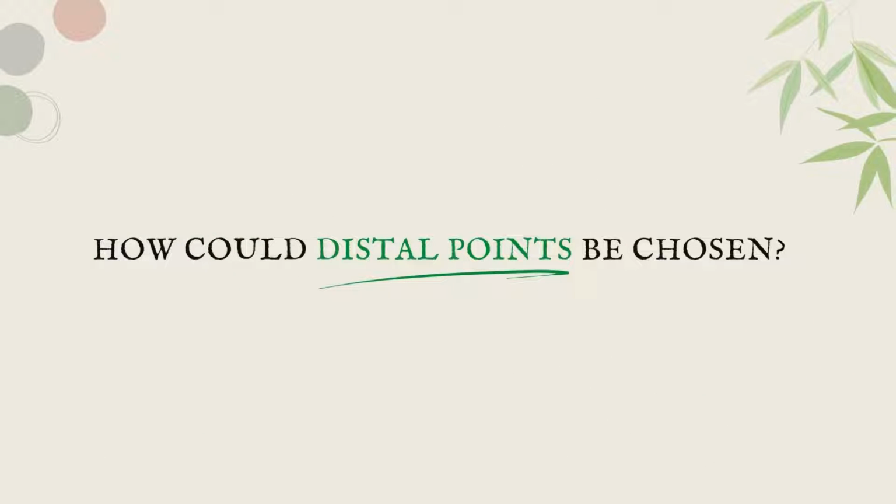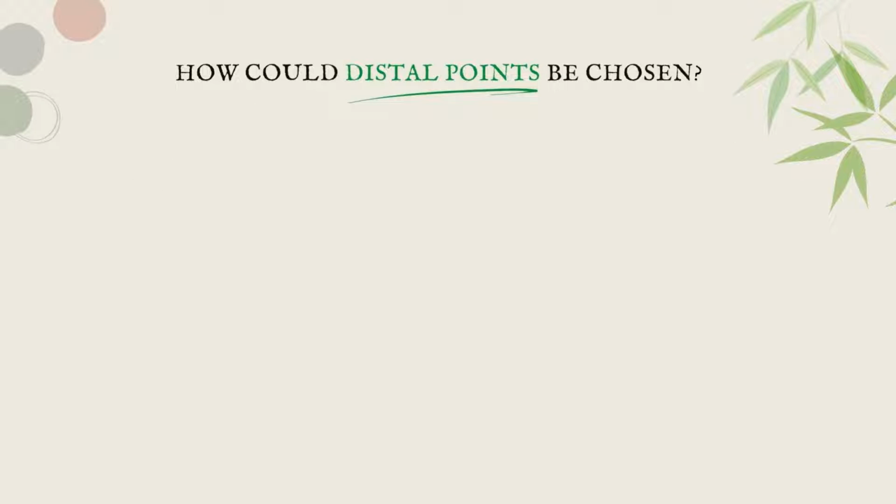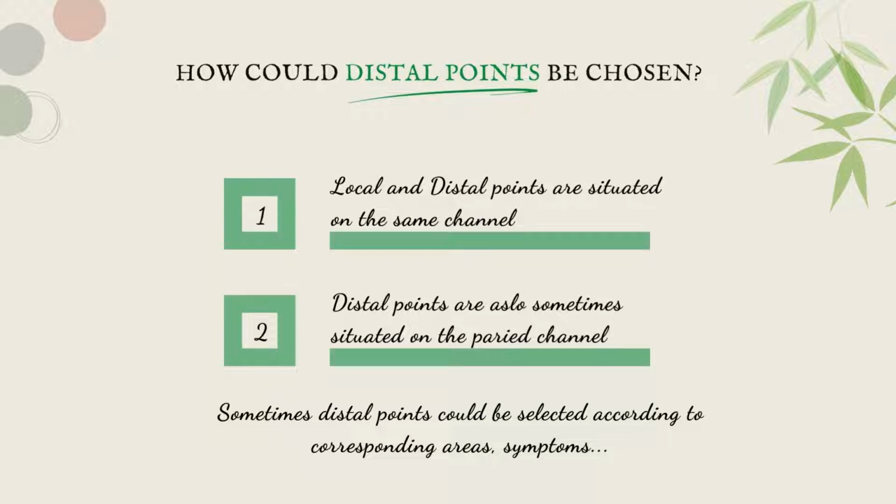The next question is, how could distal points be chosen? Generally, local and distal points are situated on the same channel, the former in the area of the clinical manifestations, the latter at the other end of the channel, like what I mentioned in the previous examples.